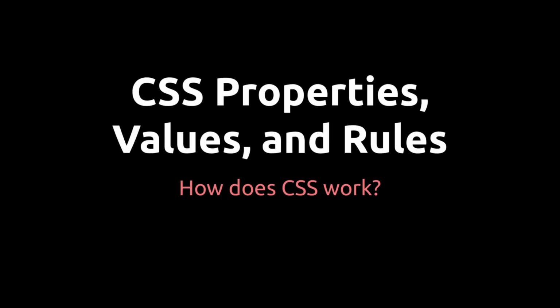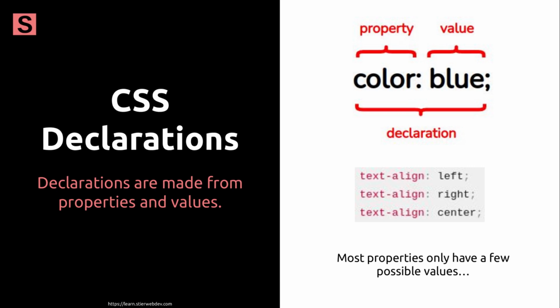So the big question is, how does CSS work? Well, in CSS we make declarations. Declarations consist of a property and a value. You can think of properties as the names of the styles that we want to change. Color is an example of a property that we've already used to change the color of text inside of an HTML element. The value in this case is the color itself that we've chosen for the text.